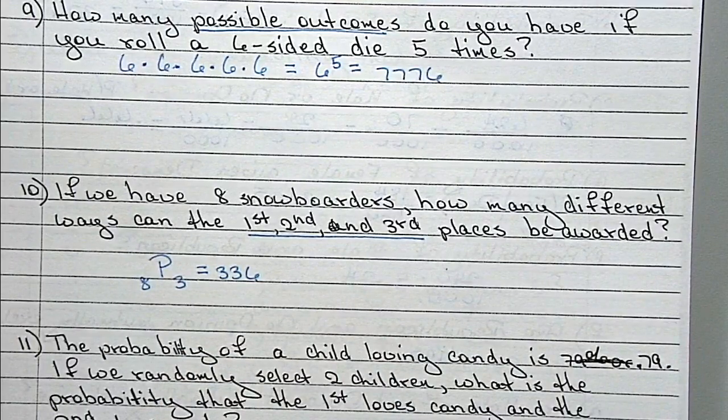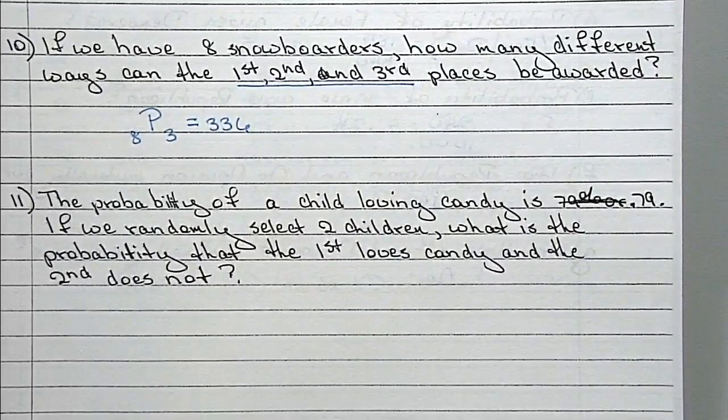Okay, next question. The probability of a child loving candy is 0.79. If we randomly select 2 children, what's the probability that the first loves candy and the second does not? Are these independent events? Does the first child loving candy affect whether the second child loves candy or not? Common sense will tell you that your preferences don't affect the person sitting next to you, right? Okay, so these are independent.